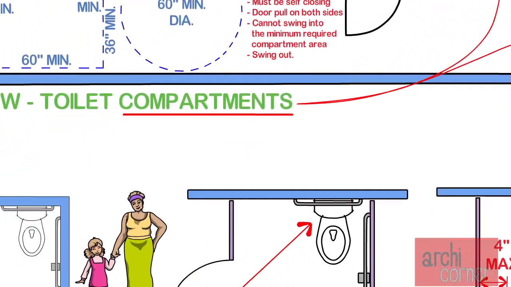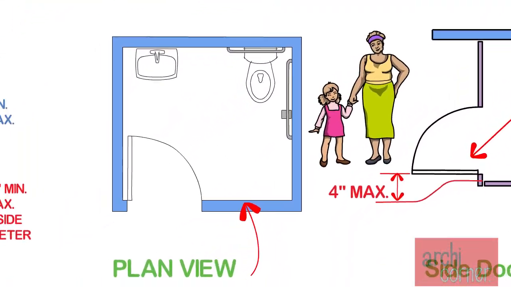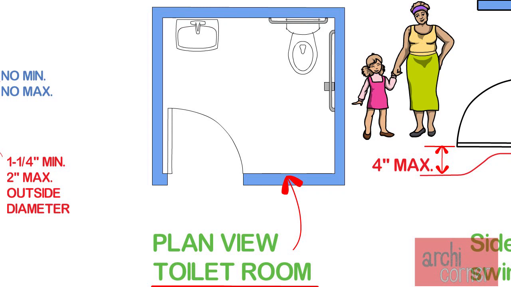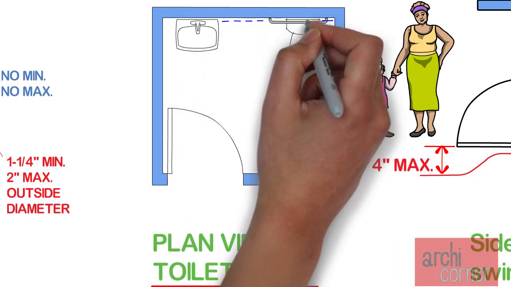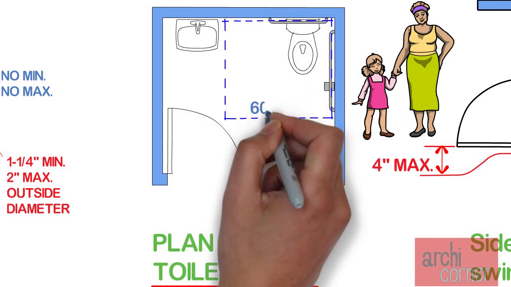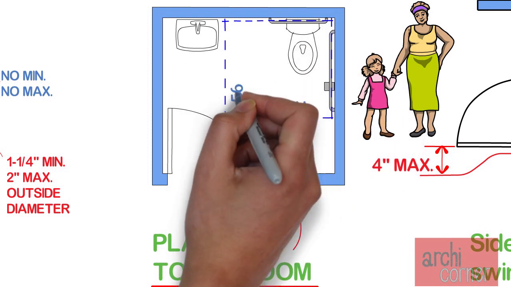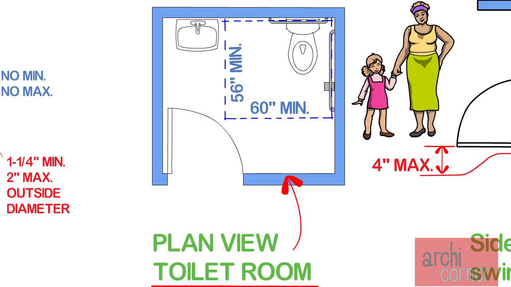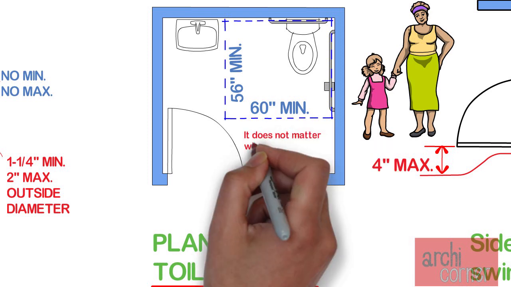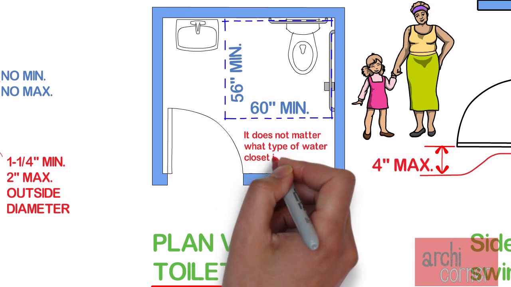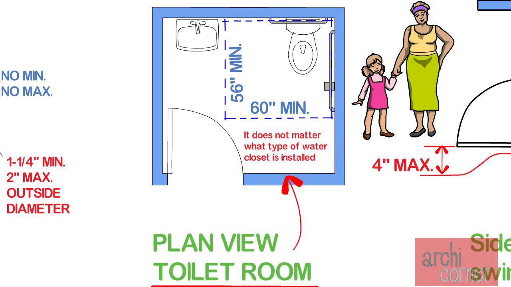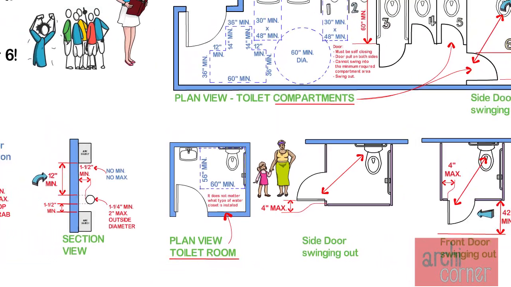The last items to talk about are single toilet rooms. These pretty much have the same requirements as a toilet compartment, which we've been talking about this whole time, with just one exception. There must be a 60-inch by 56-inch minimum clearance measured from the perpendicular wall or partition and the rear wall or partition, respectively. This is regardless of whether the toilet is wall-mounted or floor-mounted.